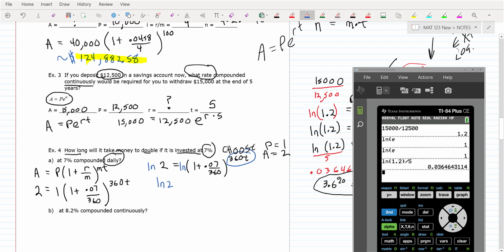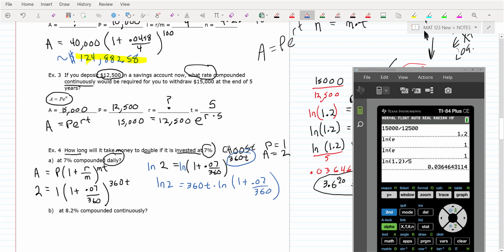Comes down. That's the whole key. That's the purpose behind the logarithm here. So you end up getting 360t, and then you're left with the logarithm 1 plus 0.07 over 360 like that. Okay, so that's how that goes.